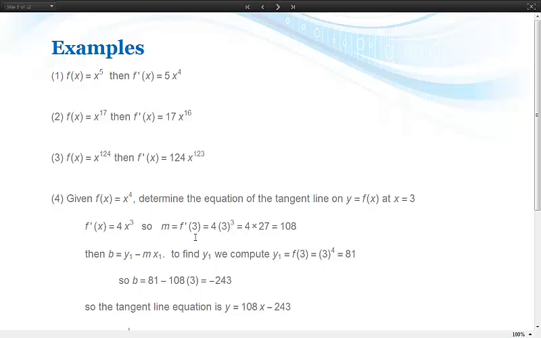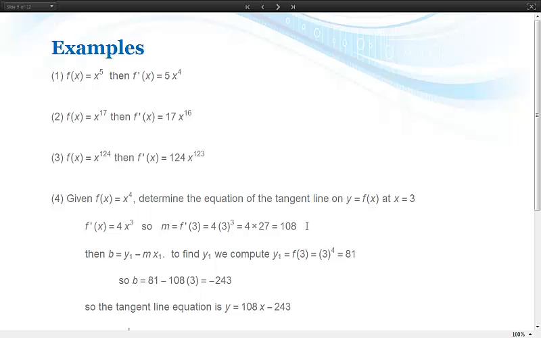Well, the derivative is 4x cubed, so this is 4 times 3 cubed. 3 cubed is 27, 4 times 27 is 108. So 108 is the rate of change of this curve at x equals 3, which is the slope of the line tangent to the curve.